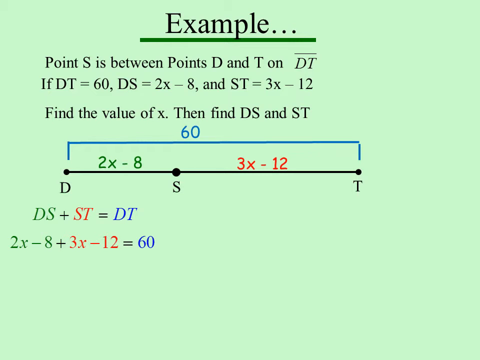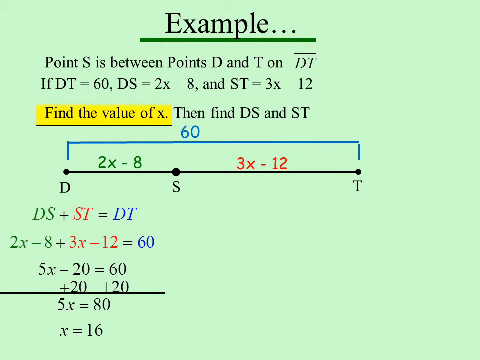Let's combine like terms. 2x plus 3x will give me 5x. Negative 8 minus 12 will give me minus 20. And I can set that equal to 60. I'm going to add 20 to both sides to get x alone. I'll have 5x equals 80. And if I divide both sides by 5, I'll find that x equals 16.